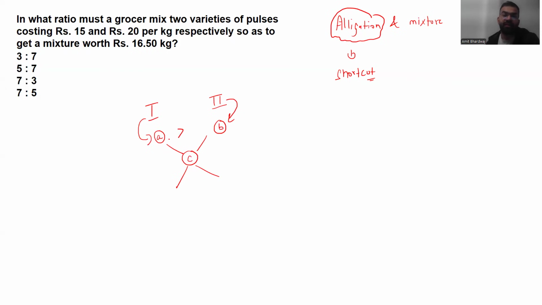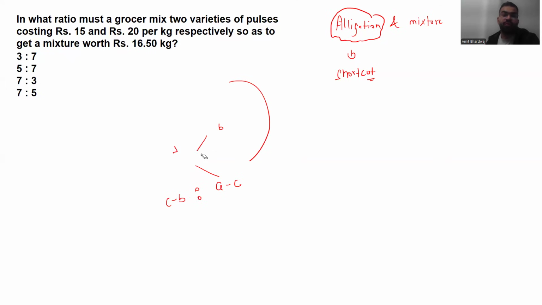If A is greater than B, you will simply say this is A minus C and this is C minus B, and this will represent the quantity of the first and the second, right? So this is the shortcut we generally apply in alligation. Okay. Now how to use this concept in the question that is in front of us? This is what I will tell you now.